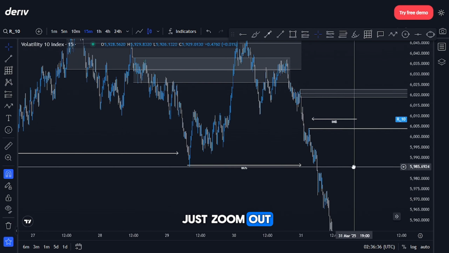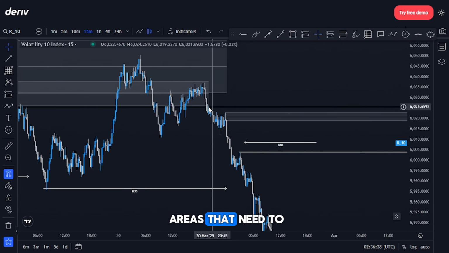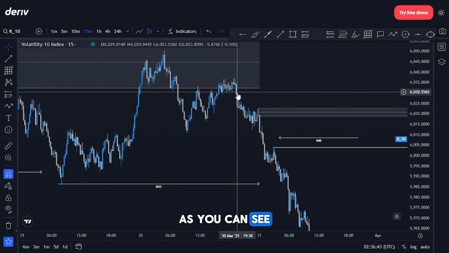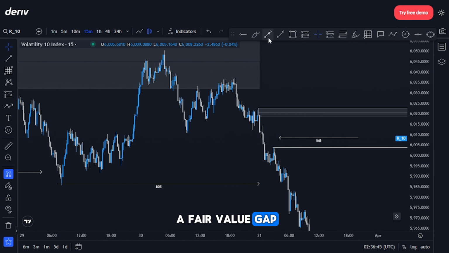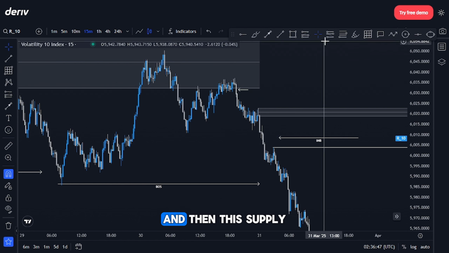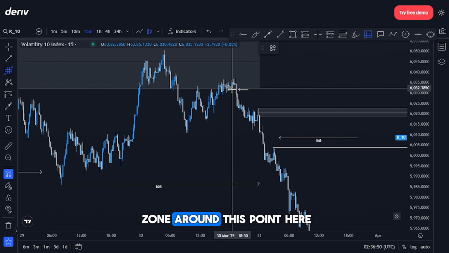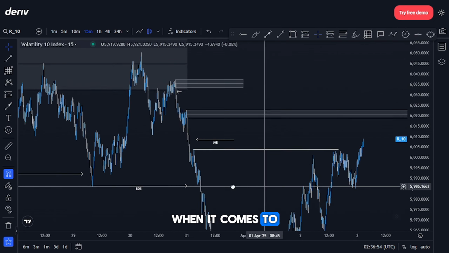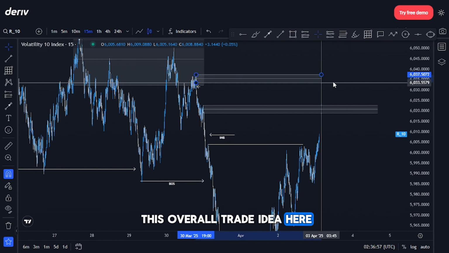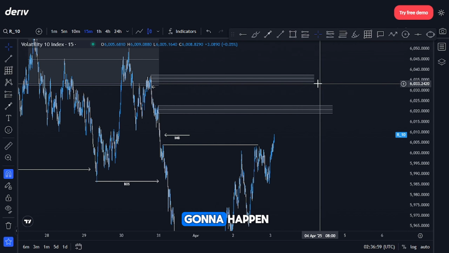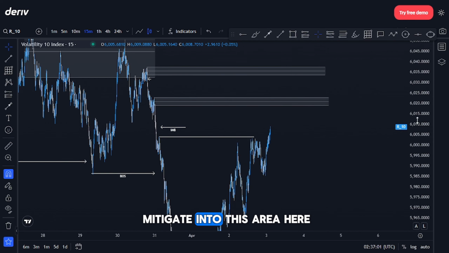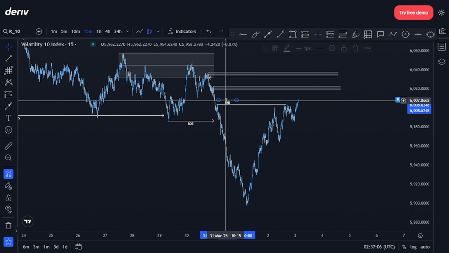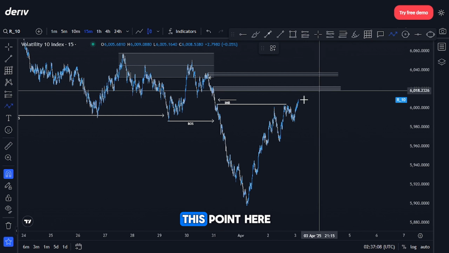So let me zoom out, just because there are areas that need to be filled, as we already know. I'm going to remove that one. As you can see here, we still have a fair value gap. So this fair value gap here, and then this supply zone around this point here. That is the extreme supply zone when it comes to this overall trade idea. So I'm just going to wait and see what happens, because we can mitigate into this area here. We can just do this, whereby we mitigate into this point here.